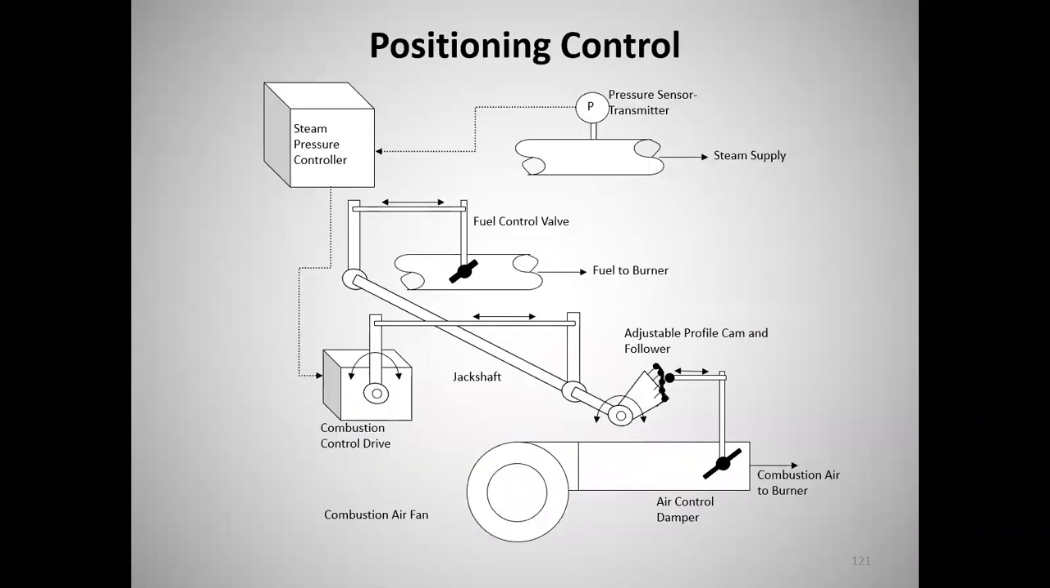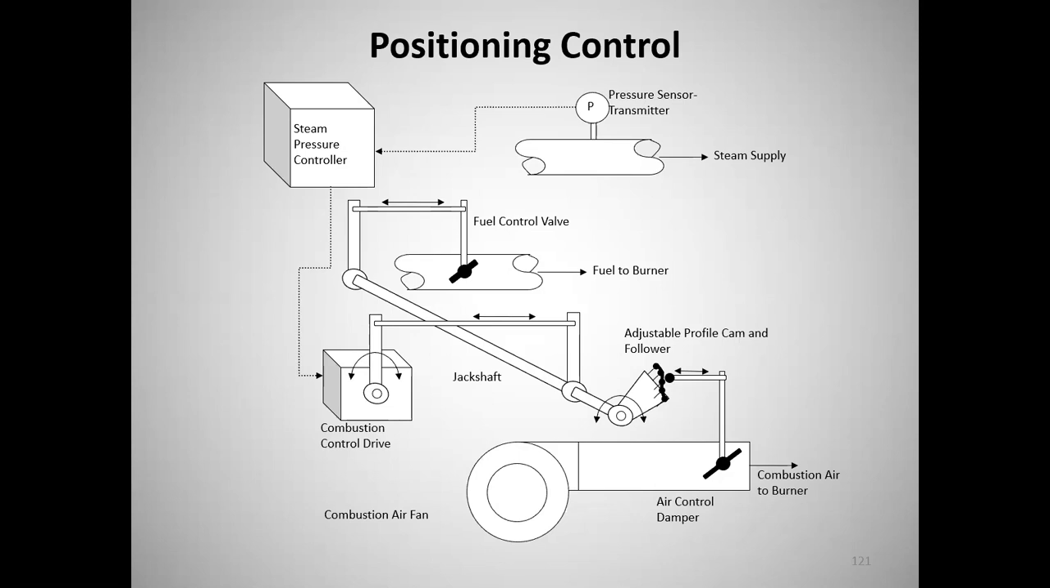Okay, so here's a diagram showing what a positioning control system would look like. At the top of the figure, we see a pressure sensor transmitter, which is sending a signal to the steam pressure controller, okay? So the boiler has a set point in terms of pressure. Maybe it's 100 pounds like Tech, maybe it's 400 pounds like Frito-Lay, maybe it's 800 pounds, whatever. And you've got steam supply going out to all of your steam users. Well, if somebody starts taking more steam, then what's going to happen? The pressure is going to start going down.